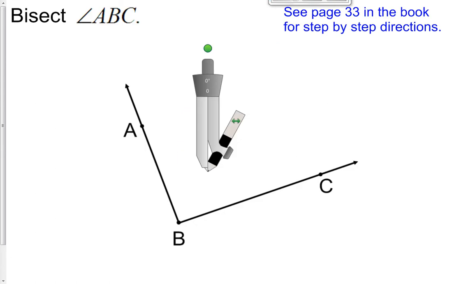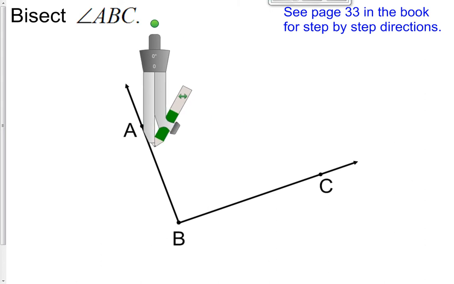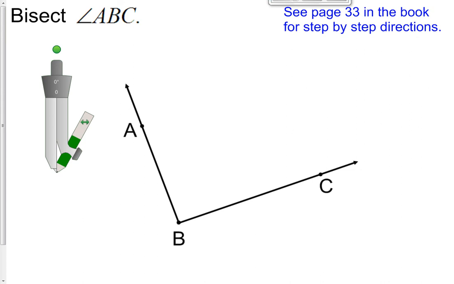Okay, next one. We're going to bisect, instead of a segment, this time we're going to bisect an angle. So to bisect an angle, as you're doing these, you can almost envision what you're going to be seeing. To bisect an angle means to cut it in half. So you're going to take a ray from the vertex, and you're going to cut it in half. Don't write that down, but that's what you should be seeing at the end. You should be visualizing that as you're doing that right now.